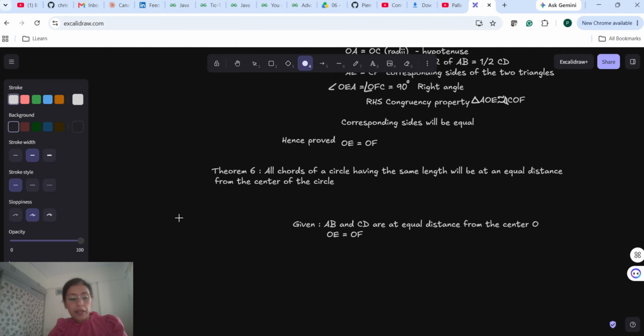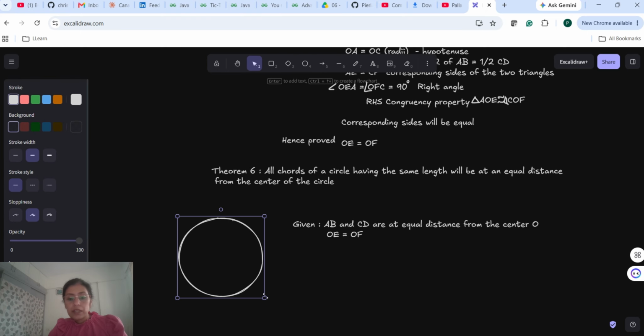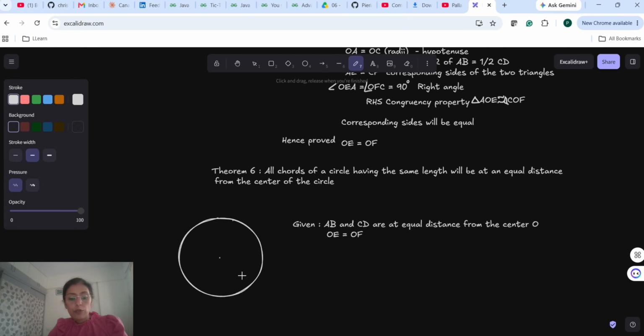Okay, let's make a fresh one. This is a circle. This is the center of the circle. This is the chord AB. This will be the chord CD. This will be the distance.